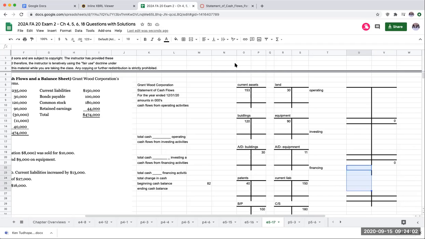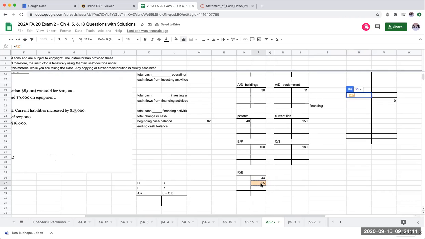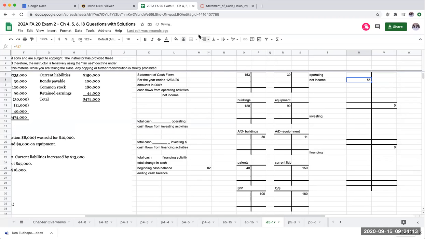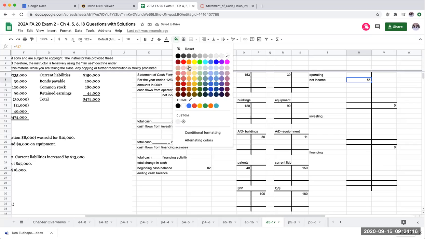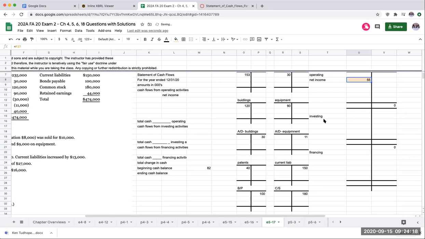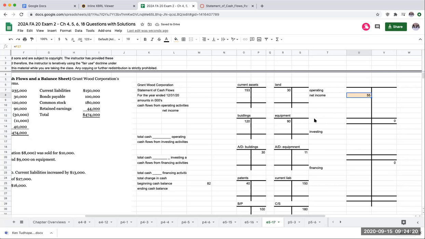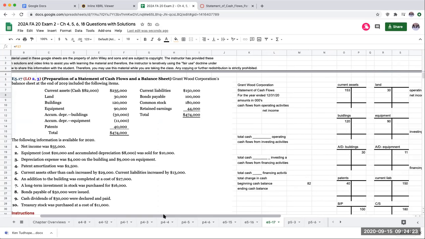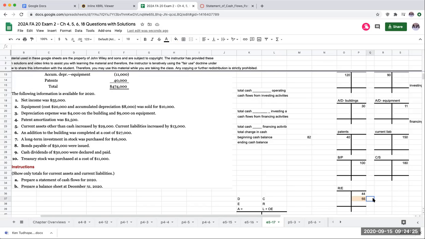Over here, my first one is net income, which is going to be over here at 55,000. So I'm going to come up here and say, here's my net income at 55, debit to cash. It's the same kind of process I was going through on the earlier questions. We can label this as number one, so you know where that's coming from. Okay. Equipment cost of 20 and accumulated depreciation of 8 was sold for 10.